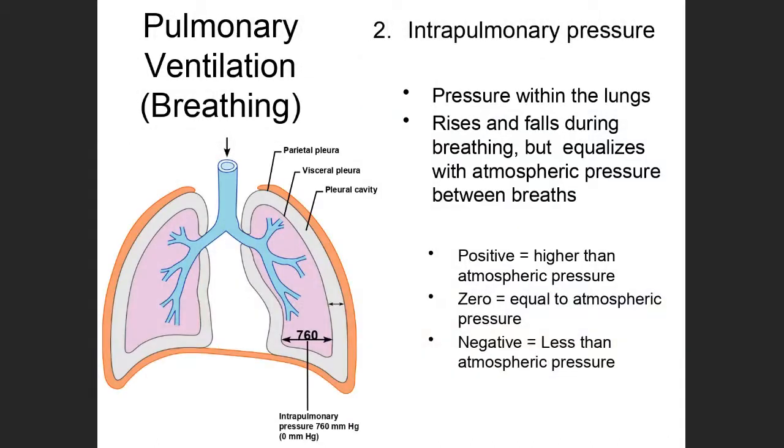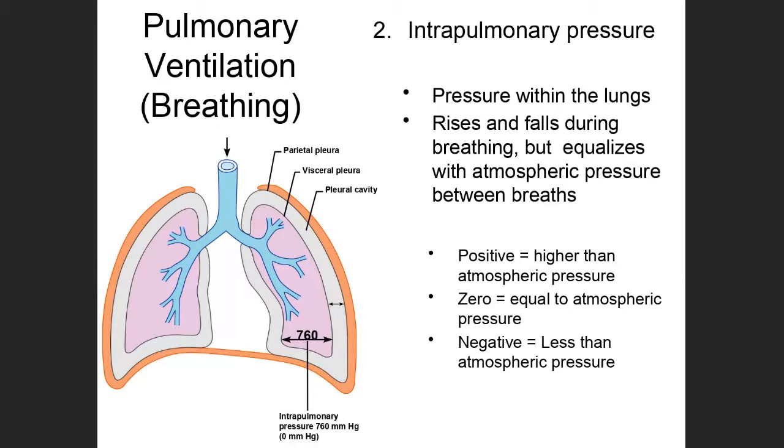The other pressure that I mentioned before that is also working to mediate breathing is what's known as intrapulmonary pressure. That's the pressure that's within the lungs, as I mentioned before. And there are a few things about this intrapulmonary pressure that you should know.